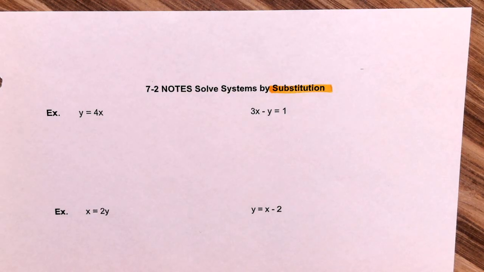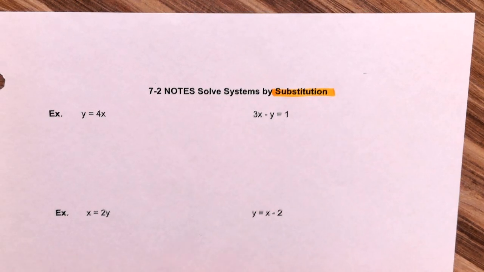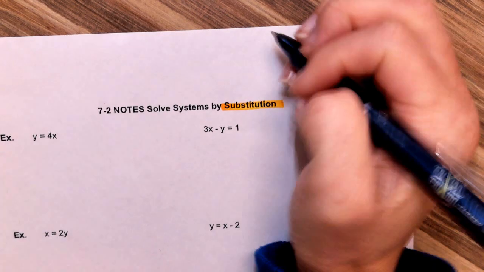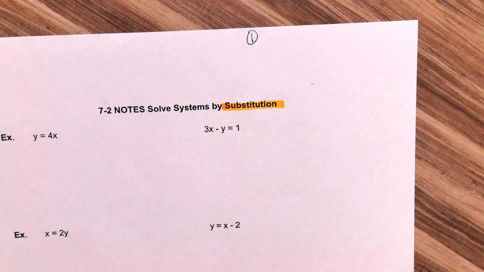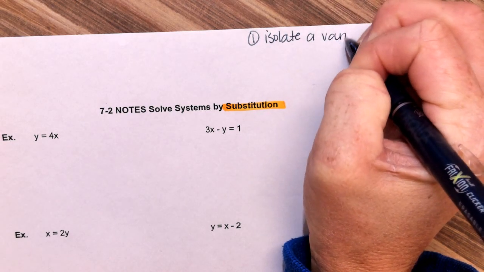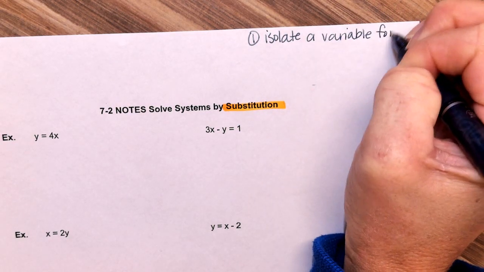I think it ends up being most students' favorite way to solve without graphing. It's the way I remembered from Algebra 1, because when I was 10 years out of college and I had to solve something, this is the way I actually remembered how to do it. It is not hard, but it's a process, okay? Your first step, so I want you to write this up here, is to isolate a variable for one equation.